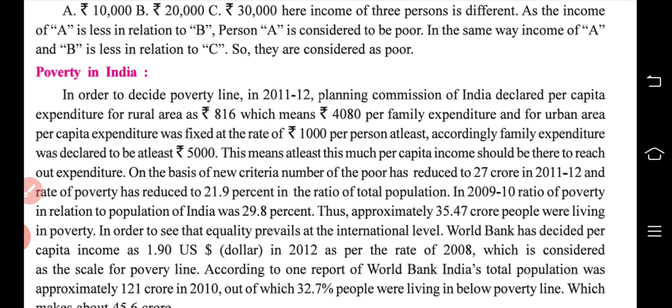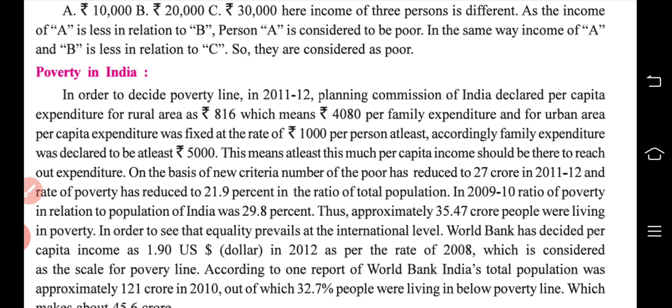It has been counted so. In a rural area, according to the declaration of the government, per capita expenditure is rupees 816 per person. So multiply by 5, you can count it, rupees 4080 per family expenditure. And for urban, the expenditure of one person is 1000. So multiply by 5, it means 5000.